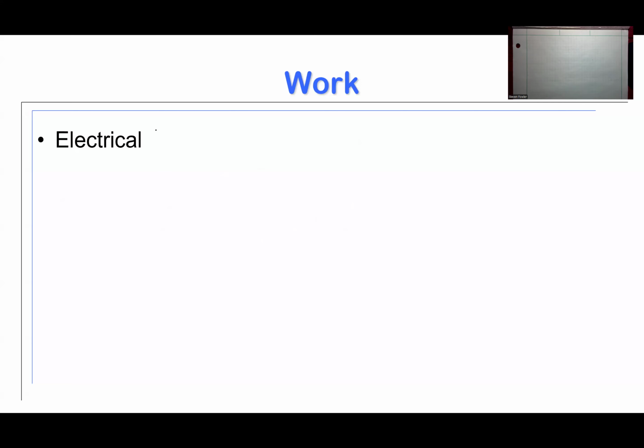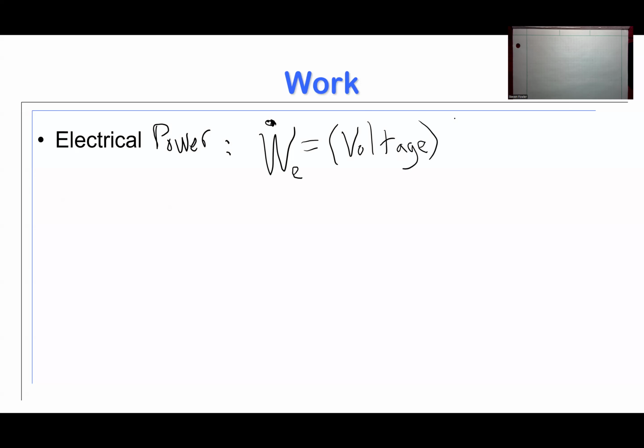But something that you will see throughout the semester, starting here in chapter 2 and working our way throughout, is electrical work. Now, if we start with power, electrical power, that would be W dot. Power is a rate of work energy, and we'll subscript it with an E because it's electrical. That's going to be a quantity that we call voltage. Yet another V quantity. This is voltage times current.